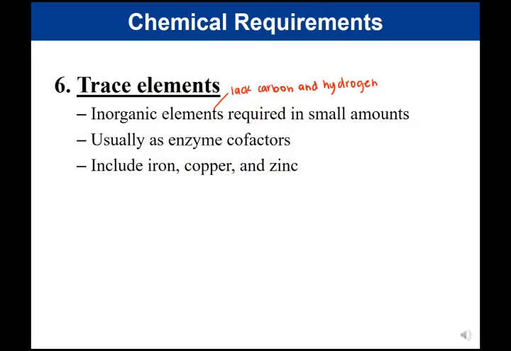And these trace elements are usually going to act as enzyme cofactors, meaning that they help make enzymes function. And so we talked about in our chemistry chapter about how iron is needed in hemoglobin. And hemoglobin, remember, is the protein in our red blood cells that's responsible for picking up oxygen and carrying oxygen to all the tissues in our body. And we need iron in order for hemoglobin to function properly. Iron is a trace element. We need it in small amounts, and it helps hemoglobin, that protein, to function.